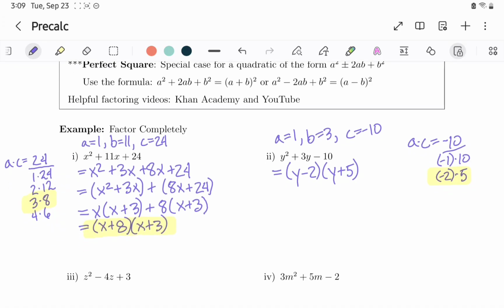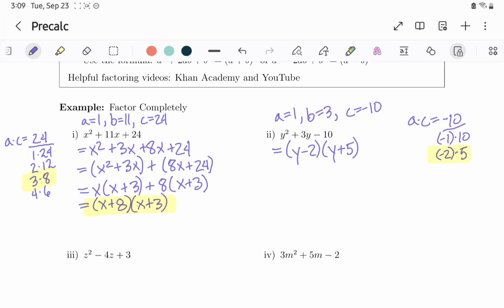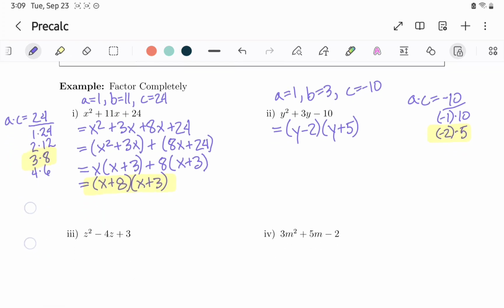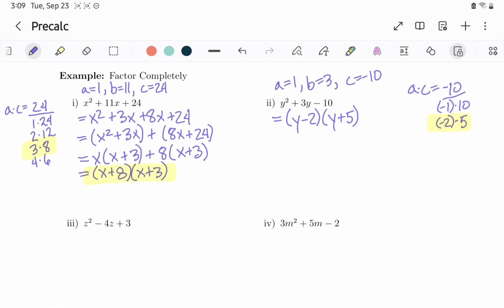And if you don't trust me that we can just go straight to doing this, you can always double check using the grouping method, and you will find the same two binomial factors. All right, so on to example 3 now.